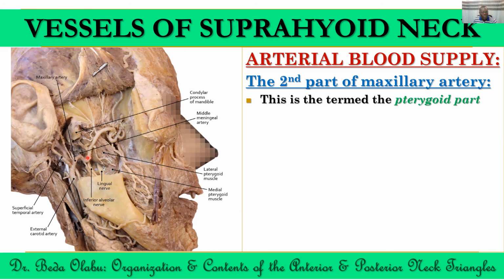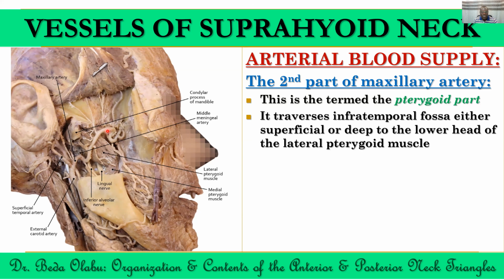Then there'll be a part where now the maxillary artery is at the level of the pterygoid musculature, and especially its relationship with the lateral pterygoid muscle. So it begins at the edge of the lateral pterygoid muscle. We call that the pterygoid part of the artery. The pterygoid part of the artery traverses the infratemporal fossa, either superficial or deep to the lower head of the lateral pterygoid muscle. So occasionally it may be deep, sometimes it may be superficial. This is the lower head of the lateral pterygoid muscle. So in this particular case, this artery was superficial.